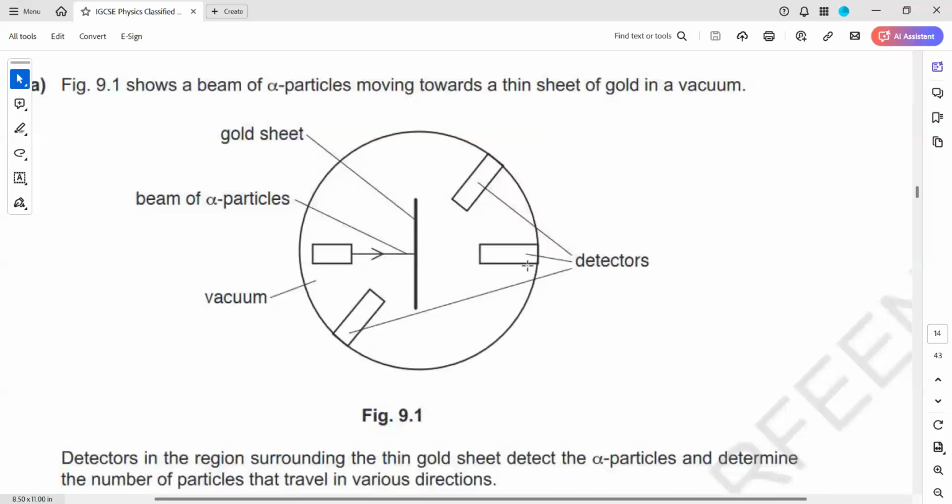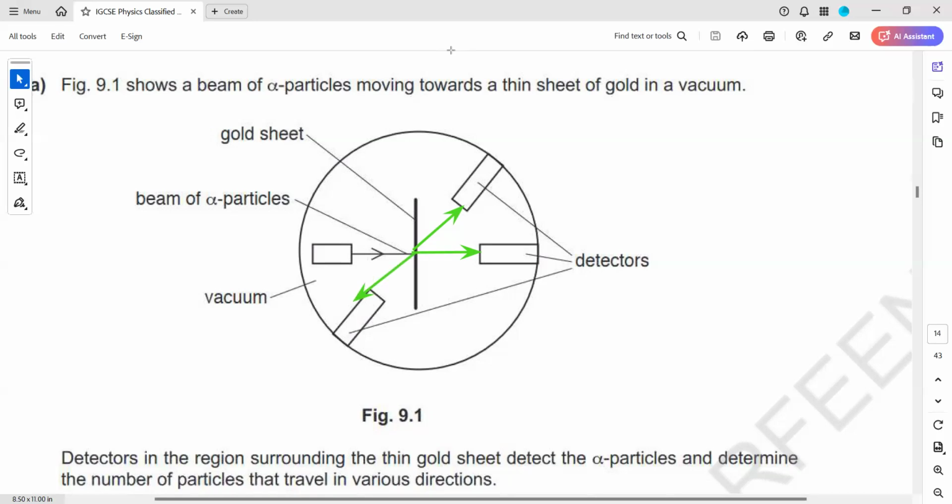Atomic physics. Figure 9.1 shows a beam of alpha particles moving. Which experiment is this? No, Rutherford, not Hitler, Rutherford. Why do most of the alpha particles pass through? Because most part of the atom is empty. Why do a few of them deflect? No, it moves closer to the nucleus. If it hits the nucleus, it will bounce back.